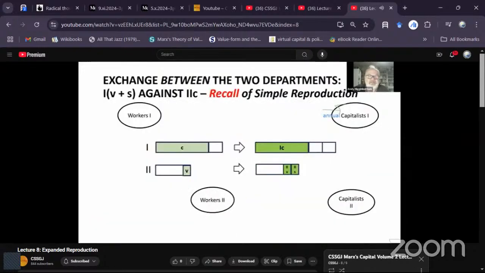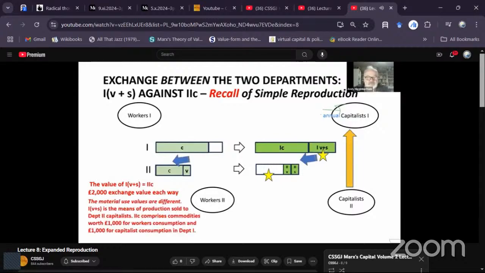All right. Now, how this works, I'm going to illustrate with a diagram, reminding us of simple reproduction, basically. And simple reproduction works, as you will recall, by capitalists in Department 2 spending money, that's a golden line, and they buy product from Department 1, which is a surplus product of Department 1, and that becomes their means of production for the following year. Now, the materials are quite different, but the values are the same.